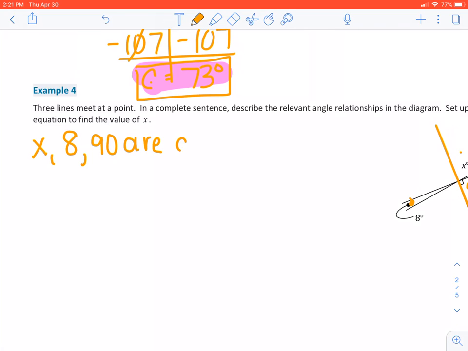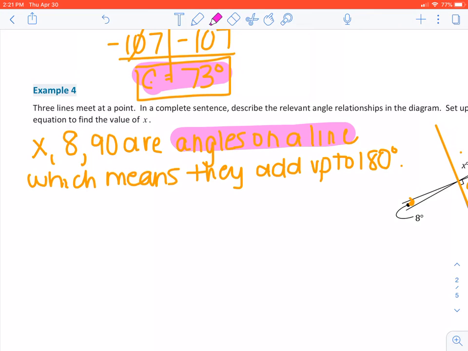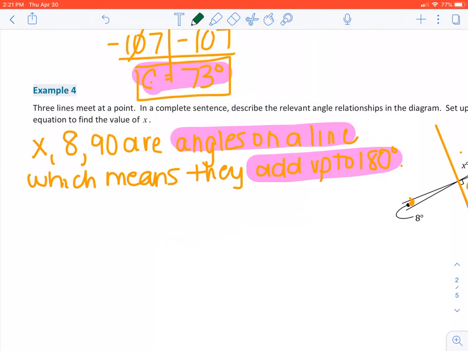Those are angles on a line because they form a straight line. And when we write that they're angles on a line, we're going to write which means they add up to 180. All right, so I'm just going to point out we have angles on a line. That's our vocabulary word. That means they add up to 180. Those are the 2 important things that we have in that sentence. So now we can write our equation. So we have 3 angles. We have X, we have 8, we have 90. They add up to 180.